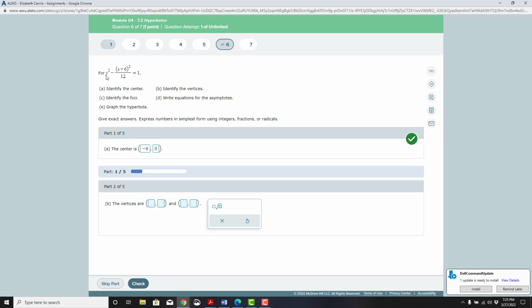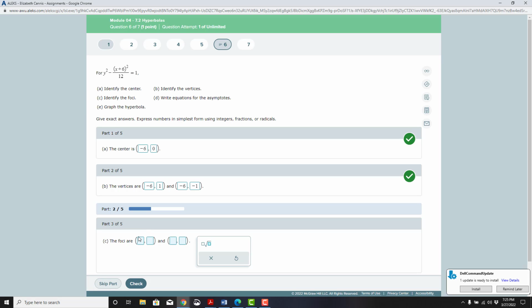All right. Now the vertices, it is going to be opening up and down because y squared is first. Remember that the numbers underneath, even though you can't see it, there's like a 1 underneath that y. So we're going up and down 1. From this center, if we go up 1, that's going to be negative 6, 1. And then we're going to go down 1, so that would be negative 6, negative 1. Again, I know that it's going vertical, so that's why I'm only looking at that y squared.